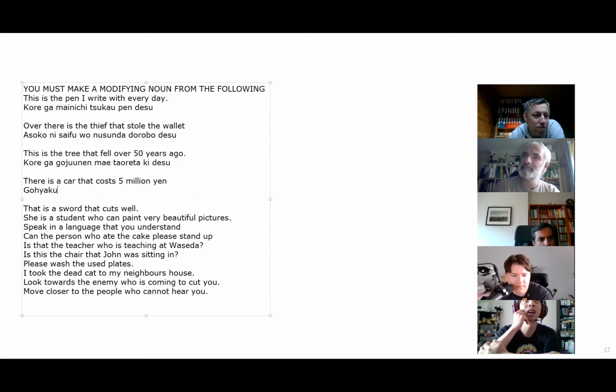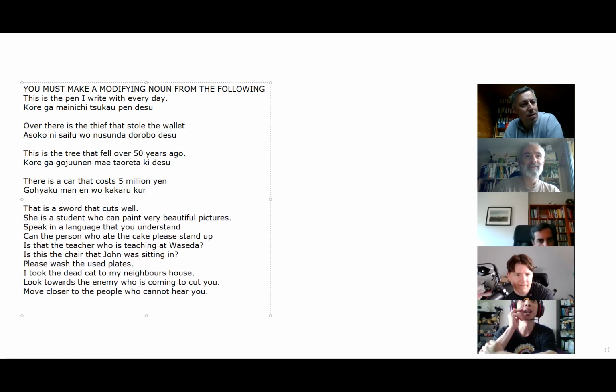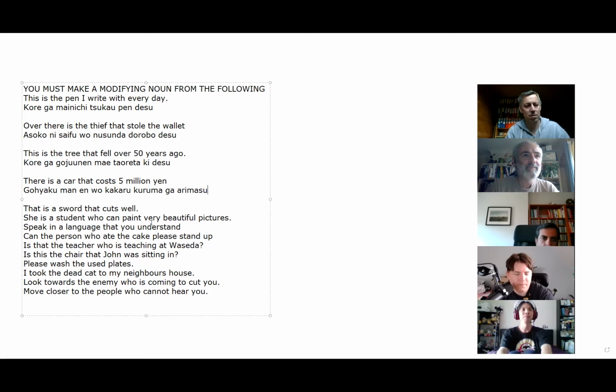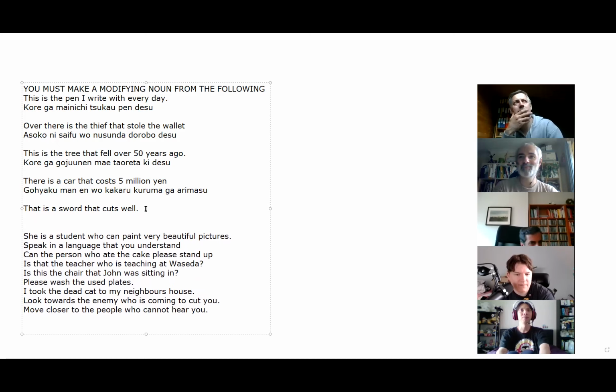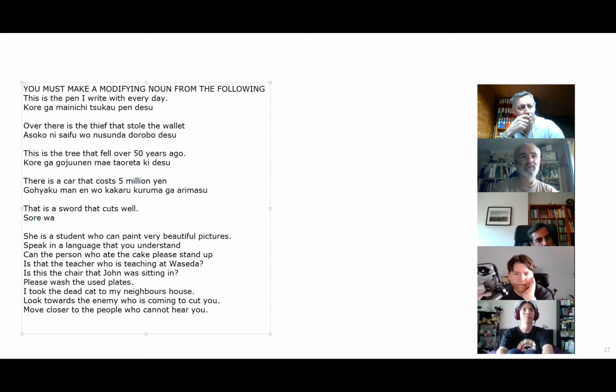500万円かかる車があります。Yes. Good. Penguin, that is a sword that cuts well. それはよく切る剣です。So よく切る剣, ken or katana? 刀です。Yes, good. Excellent. And Jonathan?